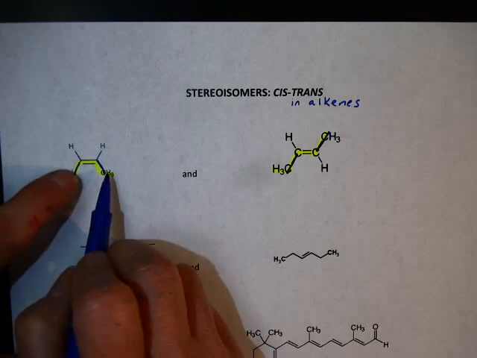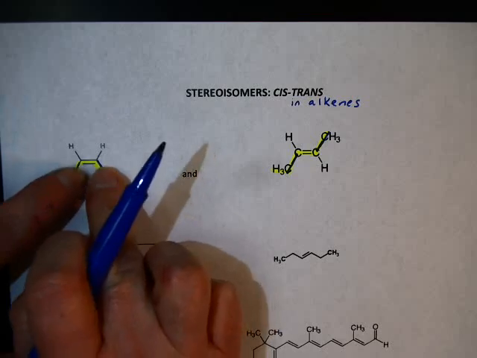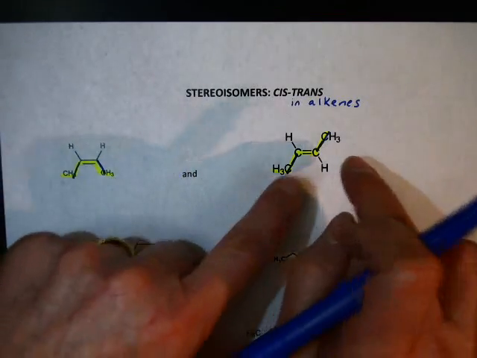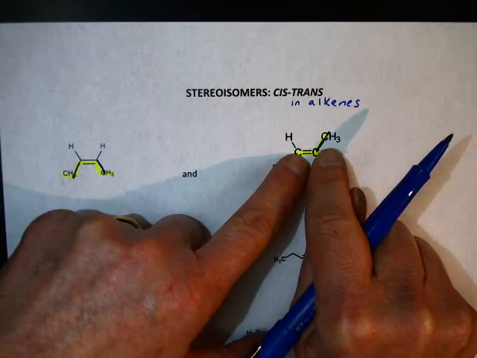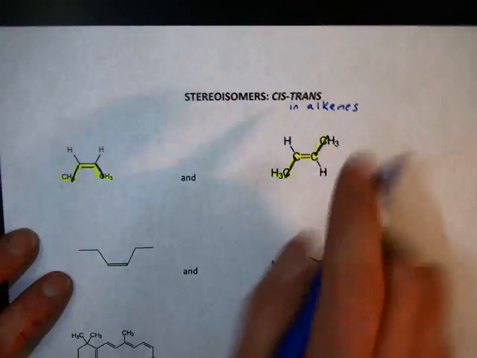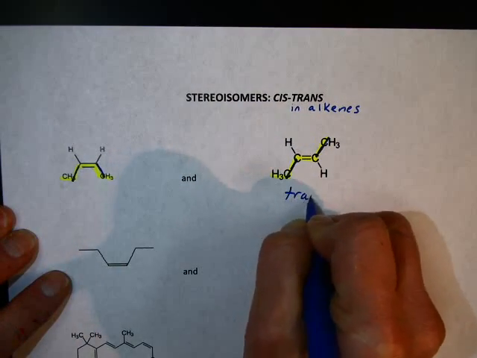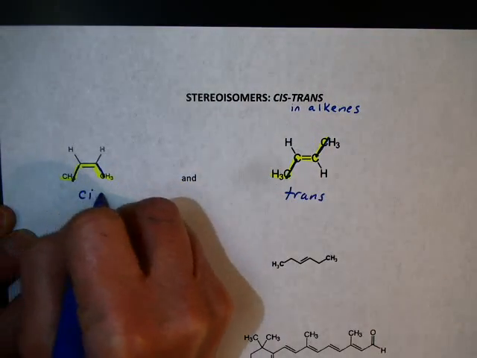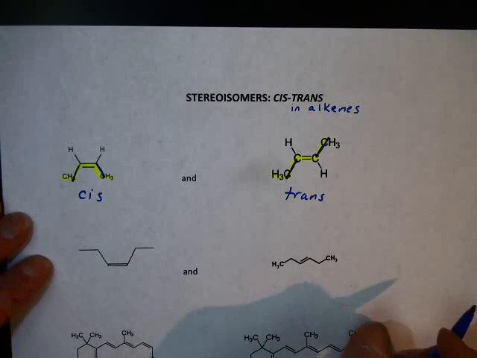Here the two ends of the parent chain are doing the same thing. They're both going down. Here the two ends of the parent chain are doing the opposite thing, one up, one down. This is an example of a trans isomer. This is an example of a cis isomer.